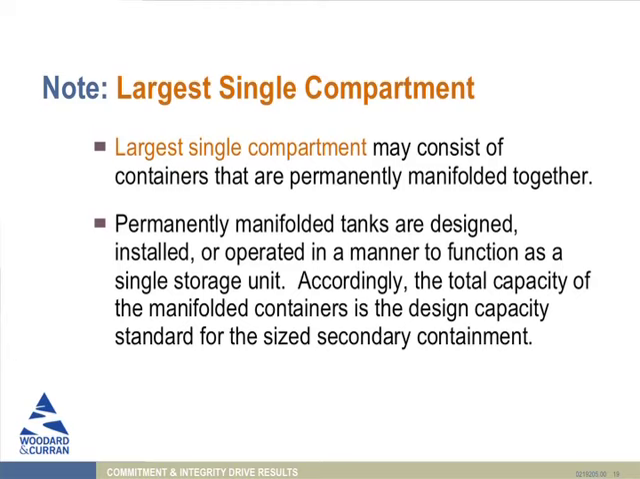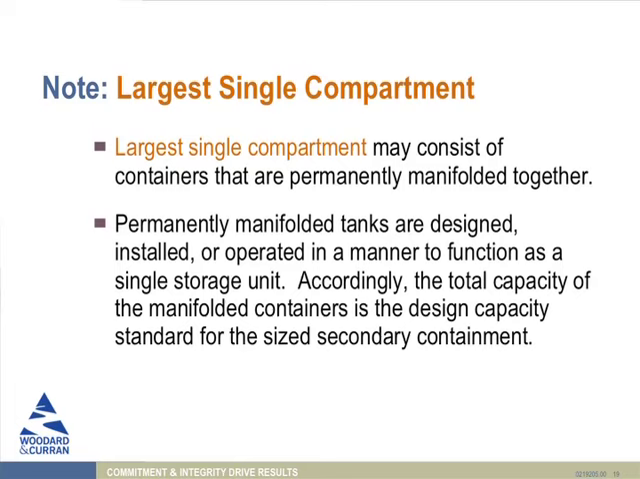Largest single compartment. This is important because, if you remember, the size secondary containment requirement states that you have to be able to contain the largest single compartment of whatever's in that containment plus sufficient freeboard. Where this can come into play is if you have a big diked area with two tanks in it, a 500-gallon aboveground tank and a 1,000-gallon tank. That diked area has to contain 1,000 gallons, the single largest container, because the theory is they're not all going to go at the same time. So let's be able to hold the capacity of the largest container.